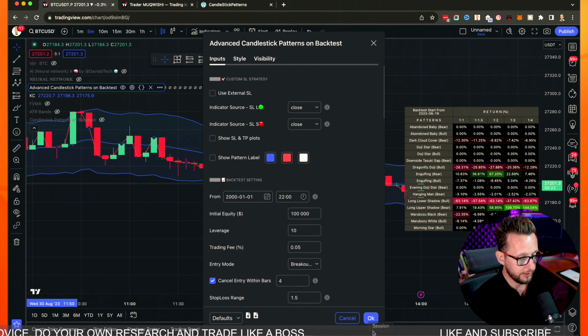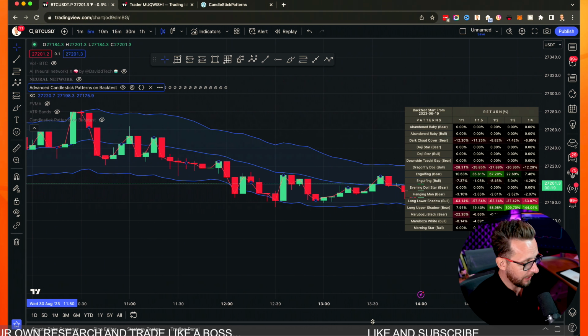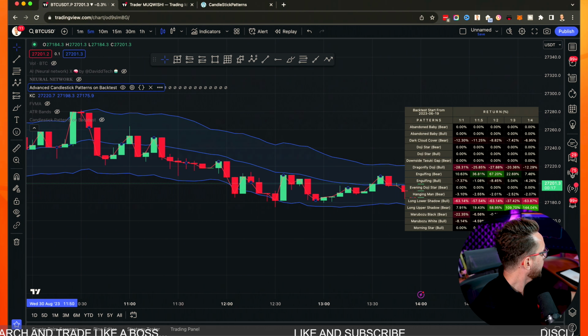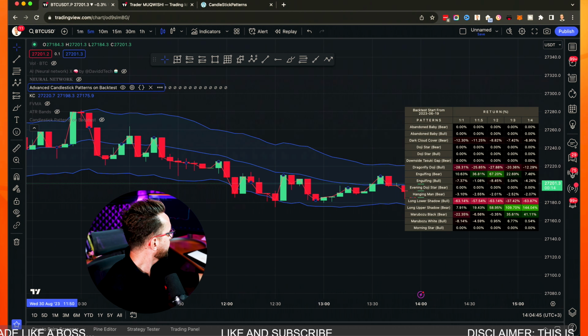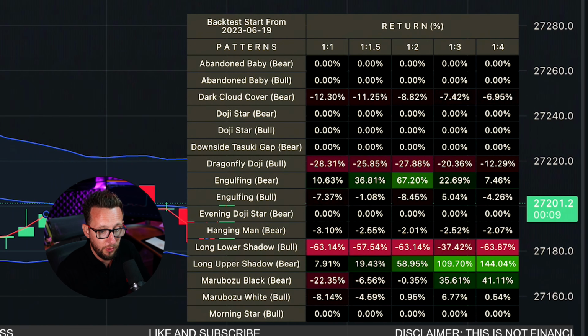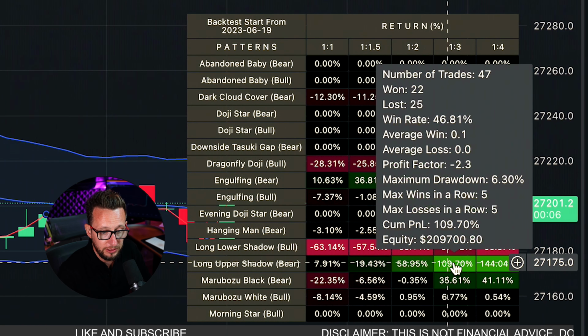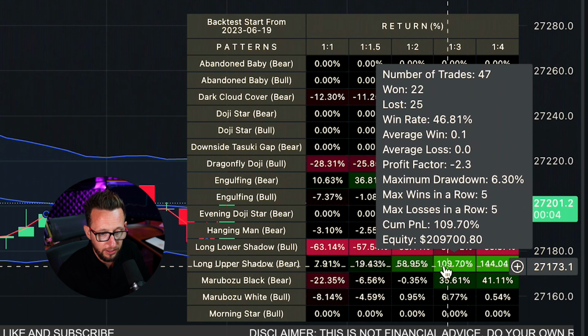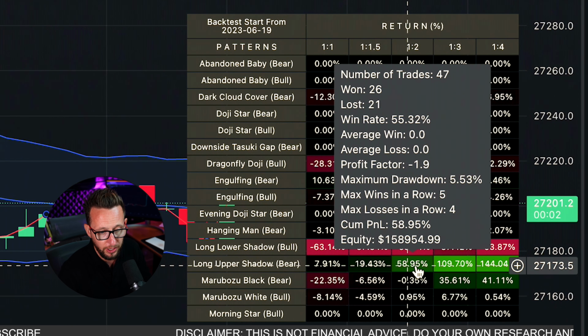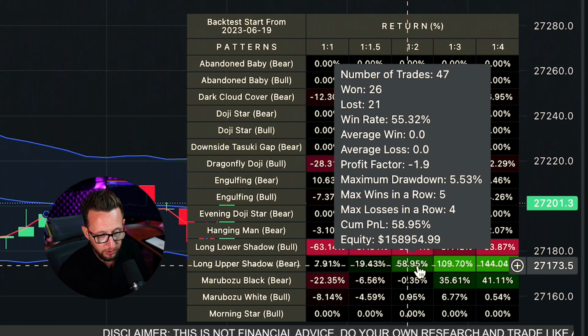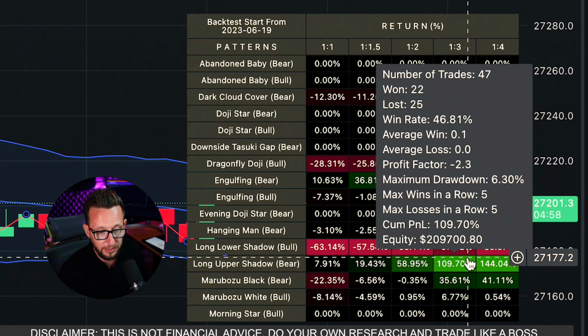Okay, that's loaded. So I hope now you'll be able to see. Let me move myself over a little bit to the other side over here. So now you can see on the table, we're starting to get a little bit more profitable on some of these R&Rs. An R&R of 1 to 2 is giving us 58% on this candle. A lot of candles are still quite bearish.